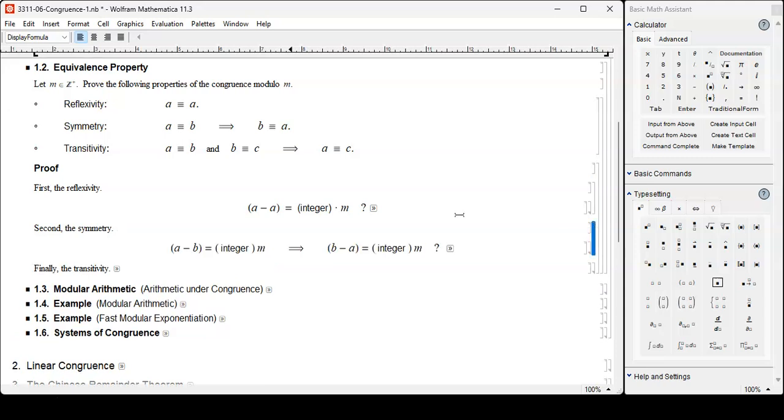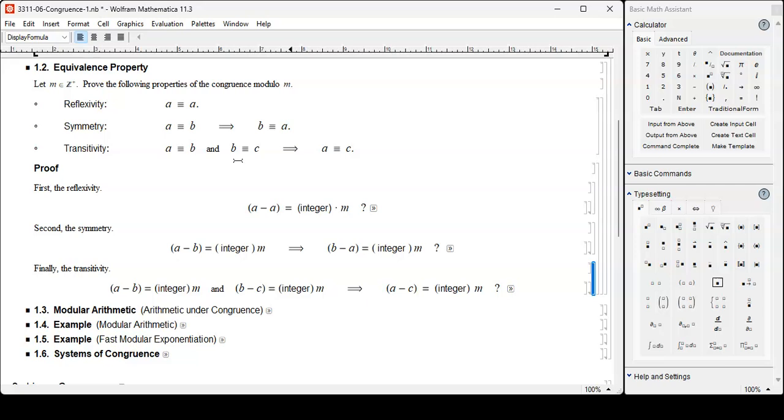Next, a minus b, left hand side minus right hand side, is some integer times m. Then here, again, left minus right. b minus a should be some integer times m. So if this integer is, say, q, what is this integer? Finally, the transitivity. Left minus right. a minus b is some integer times m, and b minus c is some integer times m. Then left minus right again. a minus c is some integer times m. That's what you have to prove.